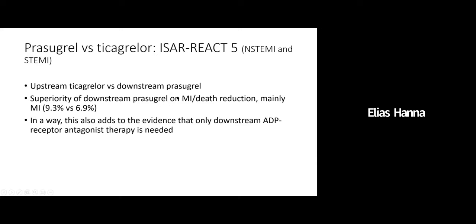of MI death, 9.3 versus 6.9%, almost 2.5% reduction with prasugrel. There was no difference in bleeding. Actually, numerically, the bleeding risk was higher with ticagrelor. It was not statistically significant. So keep in mind, ticagrelor is not superior to prasugrel.